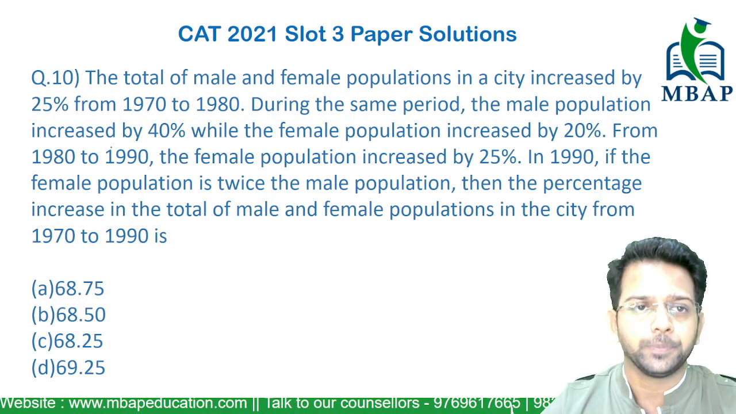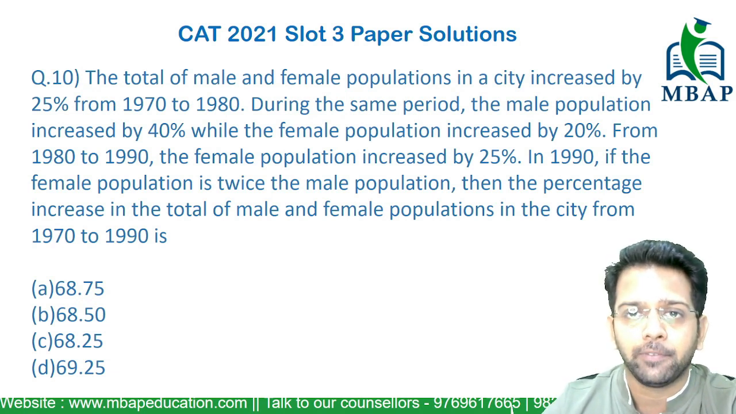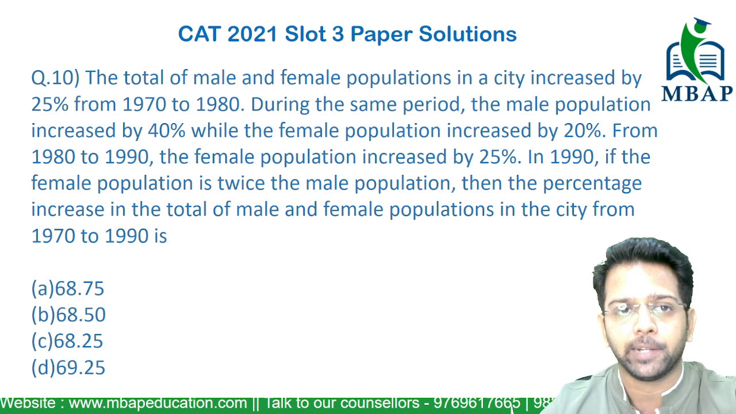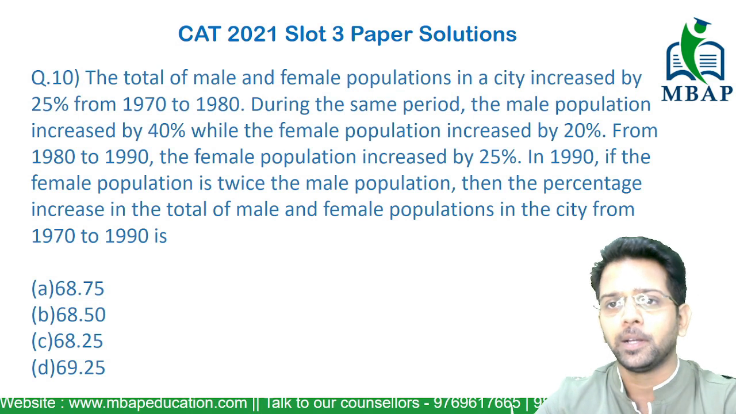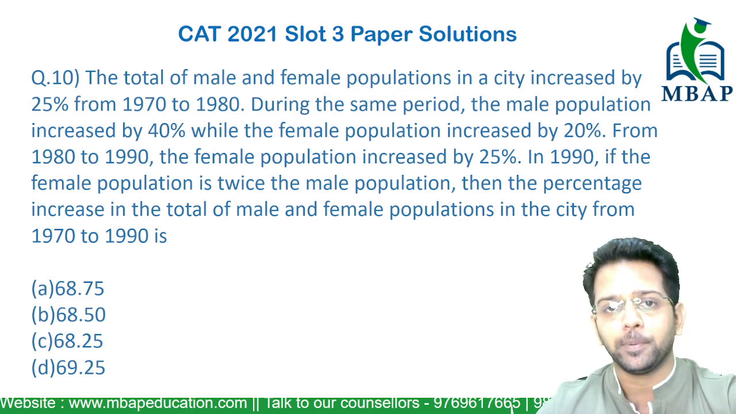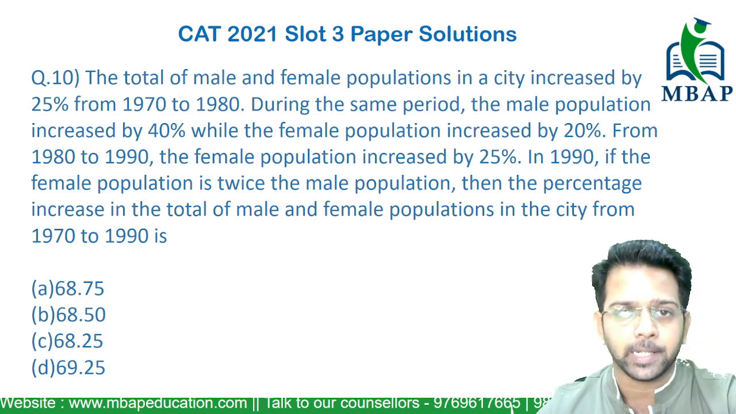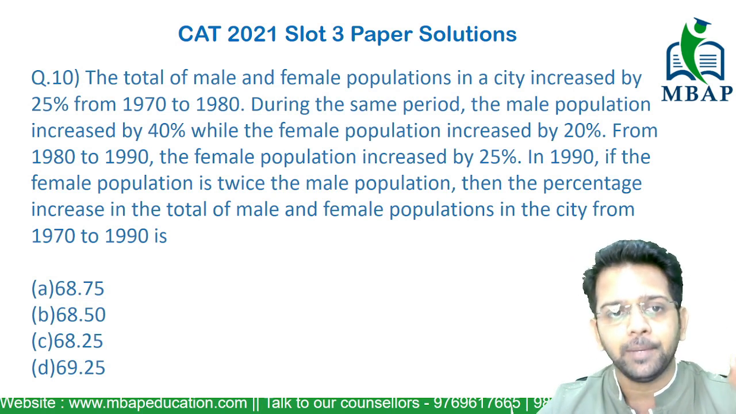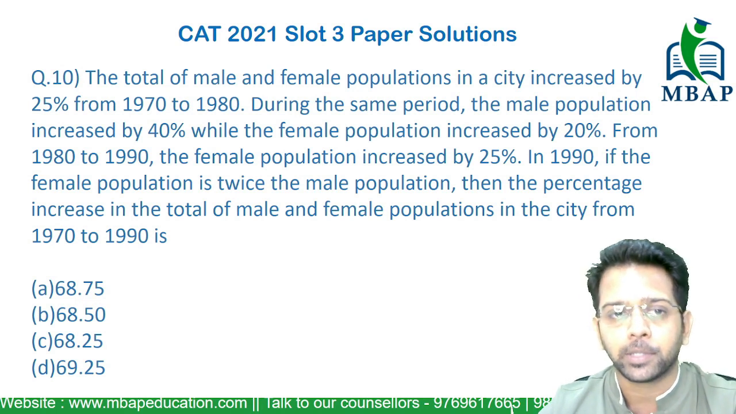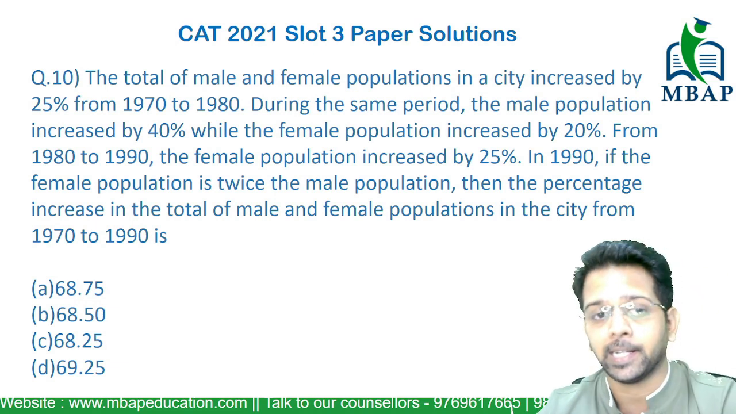Let's have a look at the next question. A slightly detailed question. The question says, the total of male and female population in a city increased by 25% from 1970 to 1980. During the same period, the male population increased by 40% and the female population increased by 20%. From 1980 to 1990, the female population increased by 25%. In 1990, if the female population is twice that of the male population, then the percentage increase in total population of male and female from 1970 to 1990 is what we have to find.